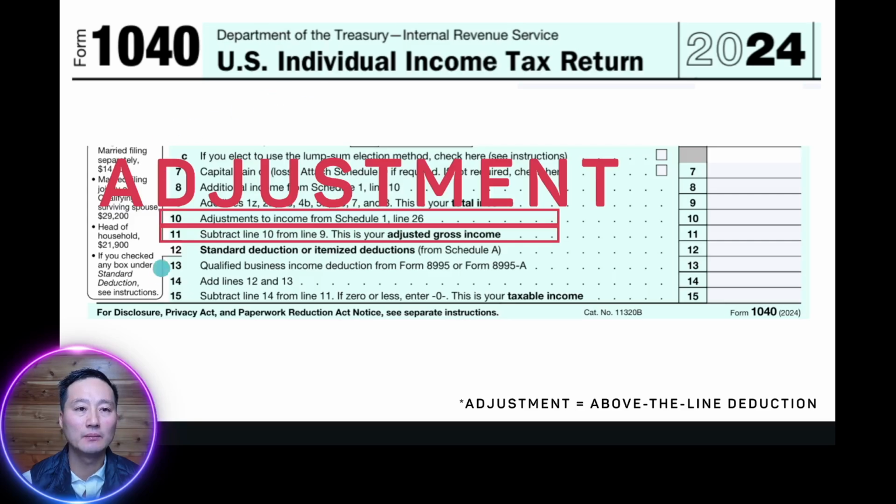When you add up all those adjustment deductions, that total flows into line 10 of your 1040. Once you subtract the adjustments from your gross income, you get adjusted gross income on line 11.